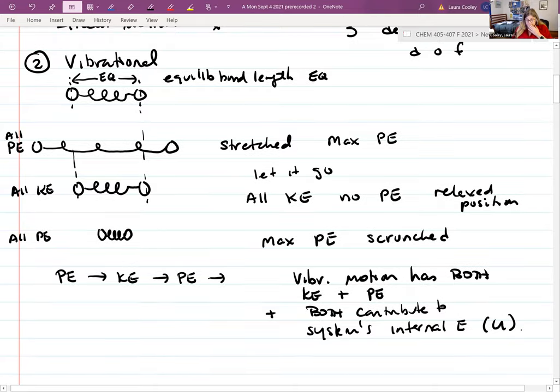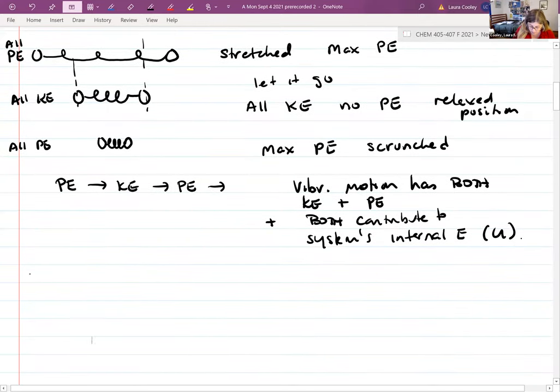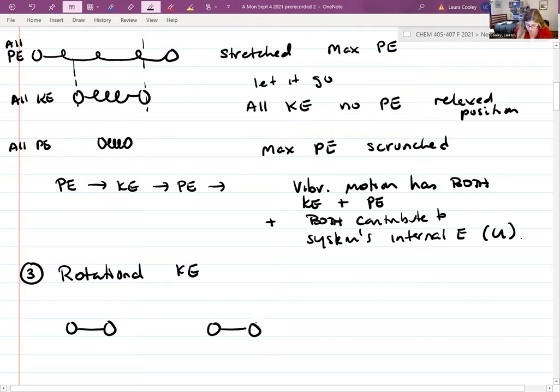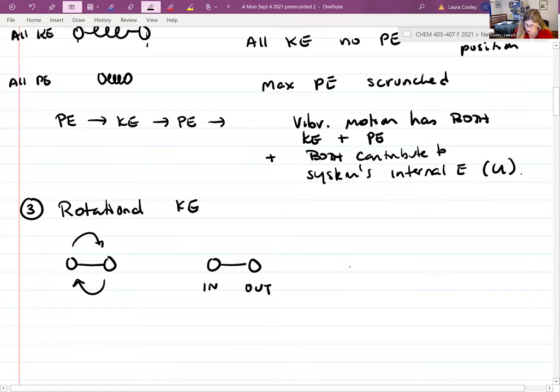Okay, so that's vibrational motion, but there's a third type of kinetic energy, which is rotational. If you have a diatomic, there are actually two independent rotations that it can undergo. One looks like this, which rotates in the plane of what I'm writing on, and one where it goes in and out of that plane. So these are two rotational degrees of freedom of motion.